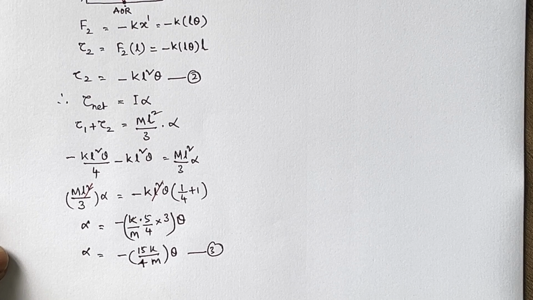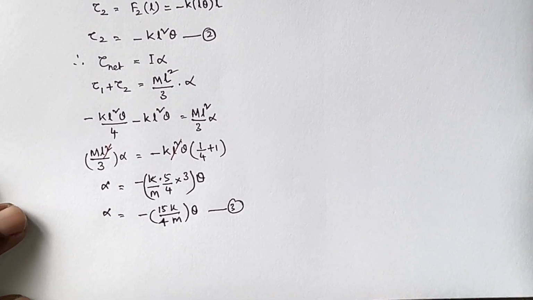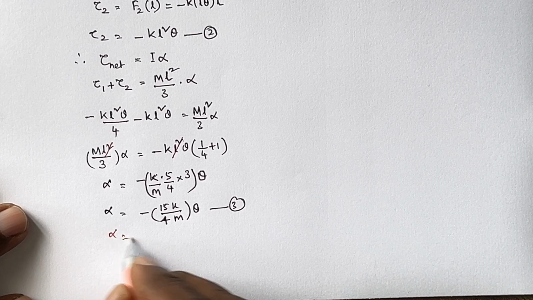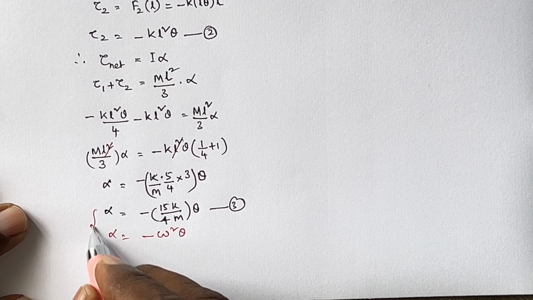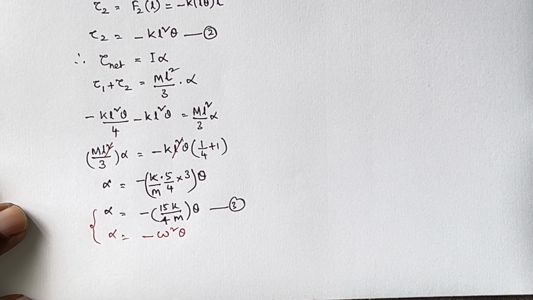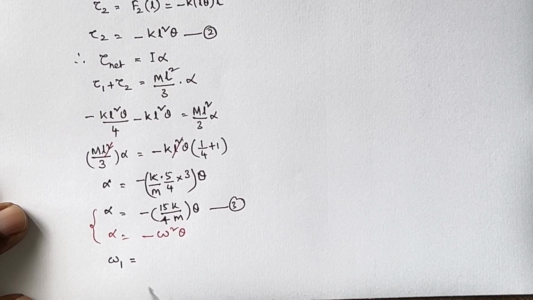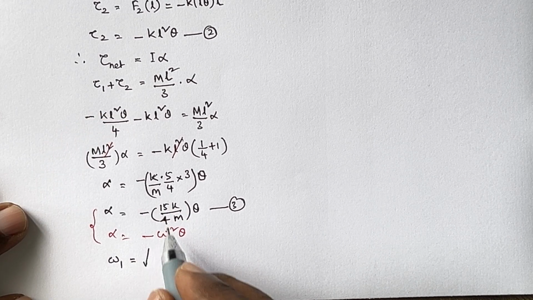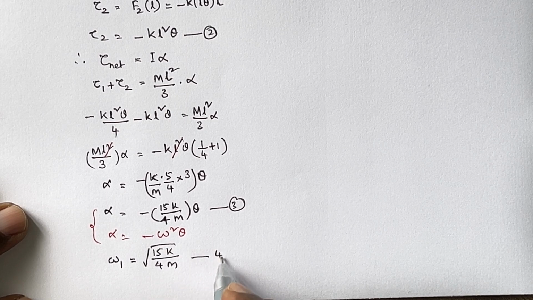The standard formula for SHM we know: when a body is a simple harmonic oscillator, alpha is equal to minus omega squared theta. So on comparing these two equations, I will get omega 1, because this is figure 1, is equal to root of 15k by 4m. This is equation 4.